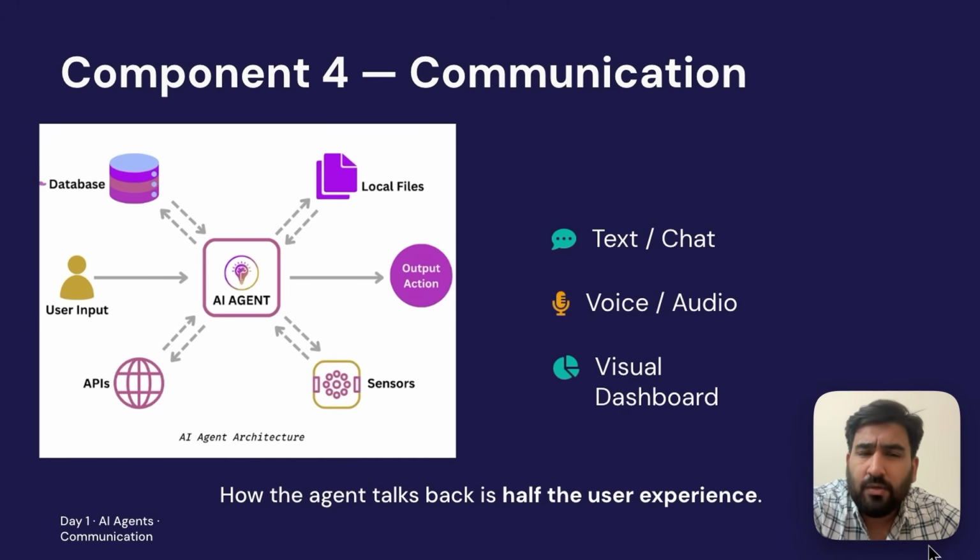Here is something I want you to genuinely internalize, because most beginners will completely mess this up. How an agent talks back to the human is half of the user experience. Maybe more than that is how they do it. You could have the smartest reasoning engine in the world, the most sophisticated planner layer, the cleanest architecture possible, okay? But if the agent's replies feel cold, robotic, slow, the product will fail in the market.